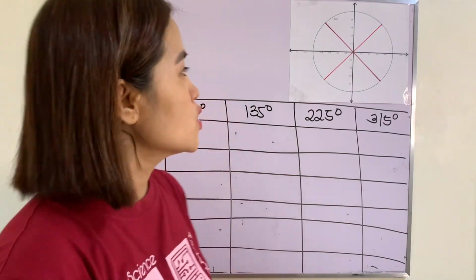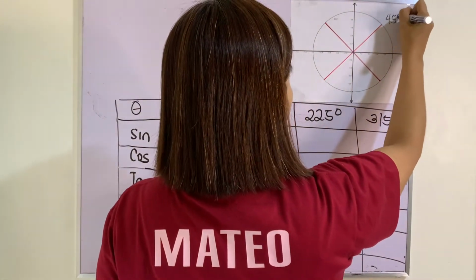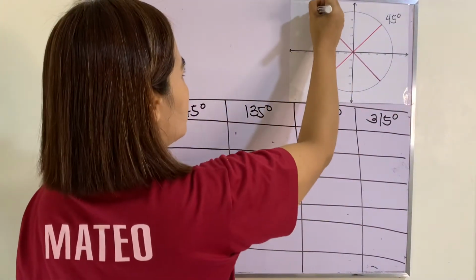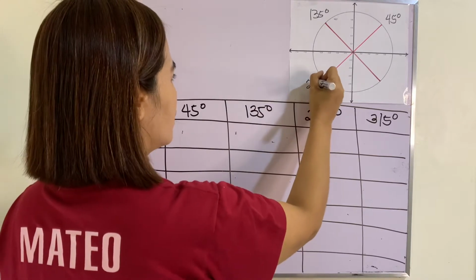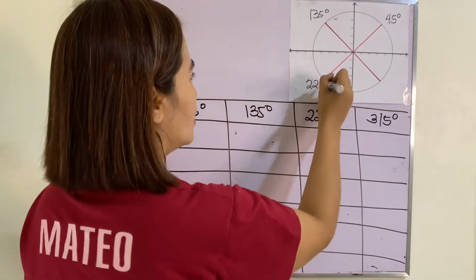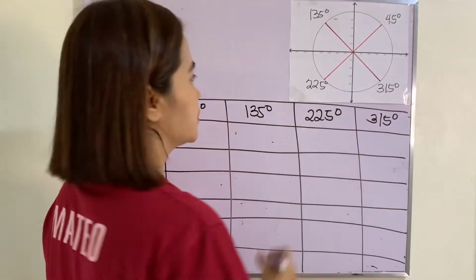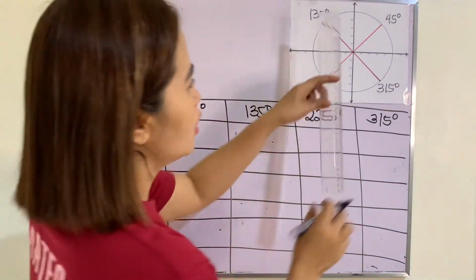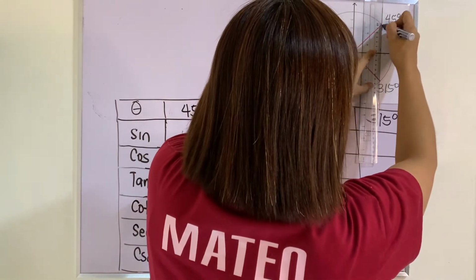Special angles, we have here 45 degrees. We have 135 degrees. We have 225 degrees. And of course, we have 315 degrees. Okay, again, you have to make a right triangle connecting to, of course, the x-axis.